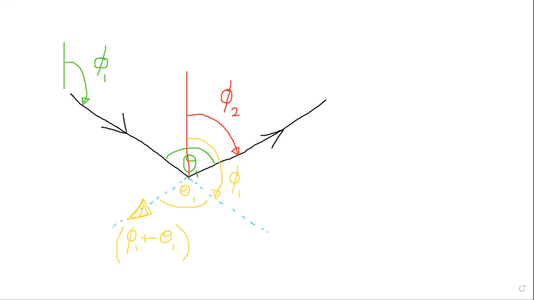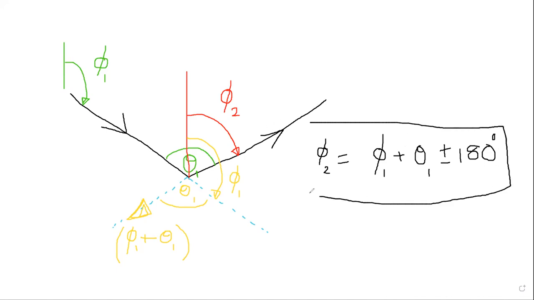Therefore, I can write an equation for φ2. φ2 means you add φ1 and θ1 and make it back bearing. Take the reverse. To take the reverse, either you add 180 or subtract 180. So I write a general equation, plus or minus 180. The φ2 angle is φ1 plus θ1, the reverse of that.